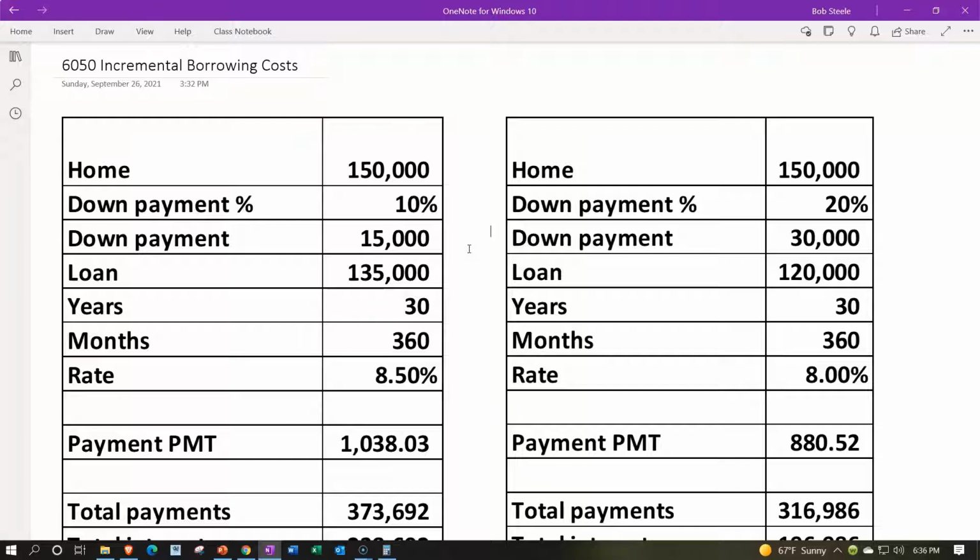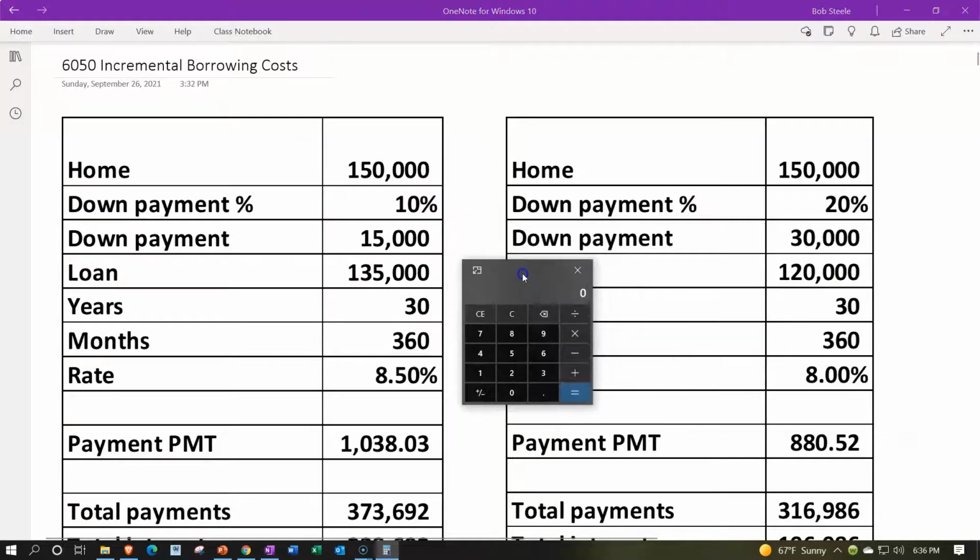The side-by-side information is going to be the home purchase of $150,000, comparing putting 10% down versus 20% down. If we put 10% down, obviously 150,000 times 0.1 would be 15,000 down, minus the 150,000 would result in a loan of 135,000. If we put 20% down, 150,000 times 0.2 gives us 30,000, minus the 150,000, we would then have a loan of 120,000.